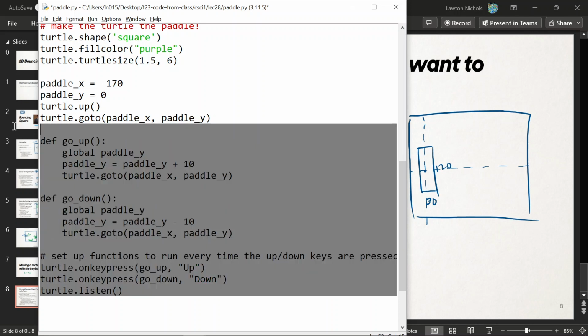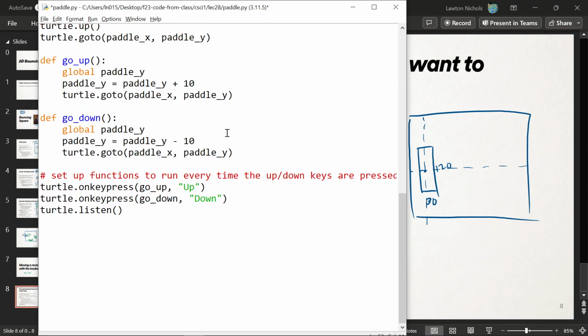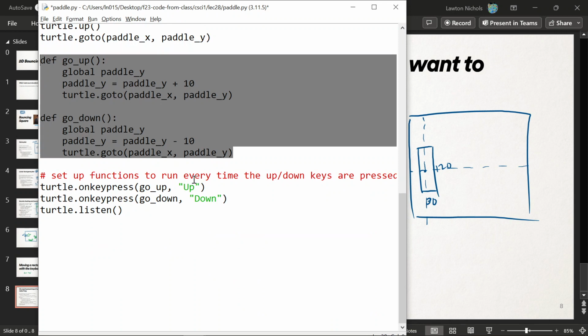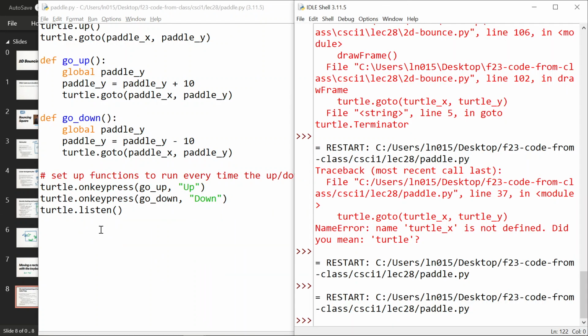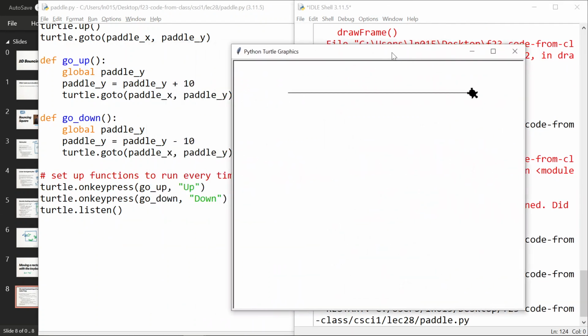But this is all the work we got to do. Make two functions, one for each key press, and they'll get called when those exact keys get pressed. And then tell the turtle we're ready, start listening for those keys, and then here's what happens.